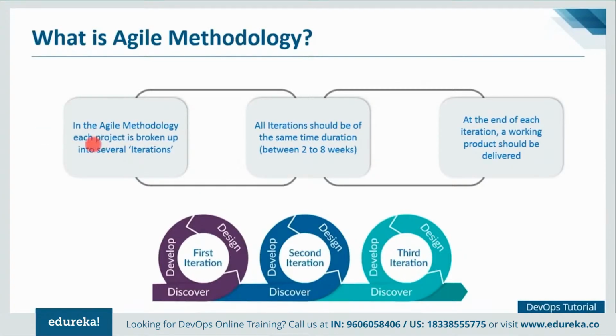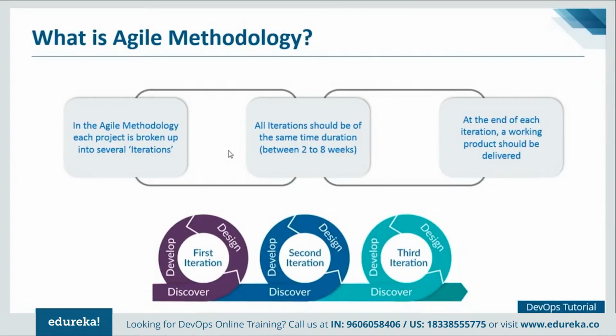So in agile methodology, each project is broken up into several iterations, and all iterations should be of the same time duration. Generally, it is between 2 to 8 weeks. And at the end of each iteration, a working product should be delivered. So this is what agile methodology is in a nutshell.